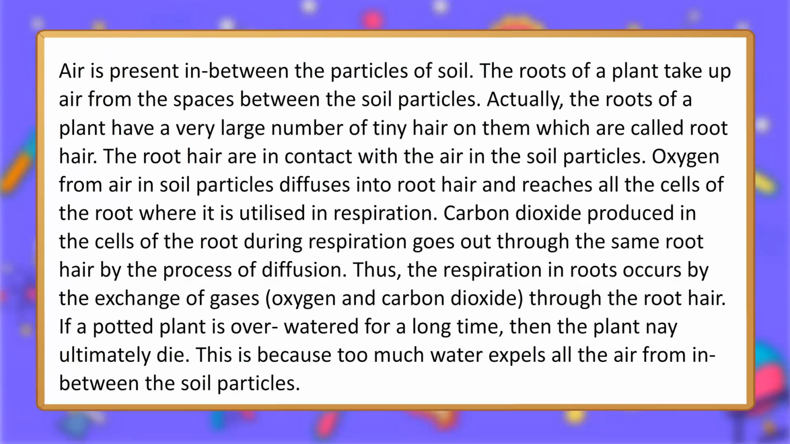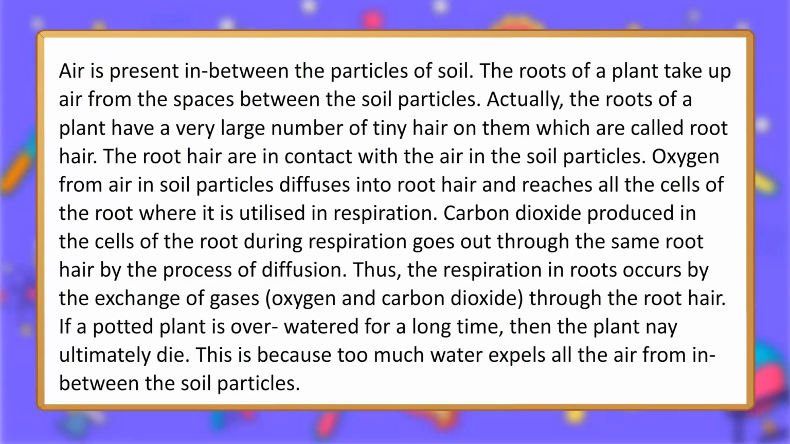Actually, the roots of a plant have a very large number of tiny hairs on them which are called root hairs. The root hairs are in contact with the air in the soil particles. Oxygen from the air in soil particles diffuses into the root hairs and reaches all the cells of the root, where it is utilized in respiration. Carbon dioxide produced in the cells of the root during respiration goes out through the same root hairs by the process of diffusion. Thus, respiration in roots occurs by the exchange of gases, oxygen and carbon dioxide, through the root hairs.